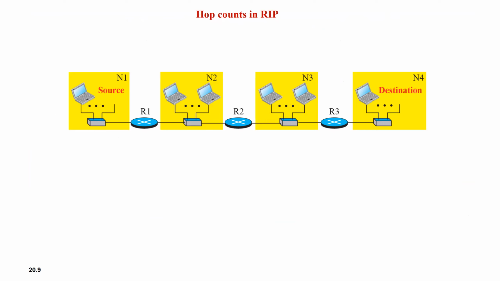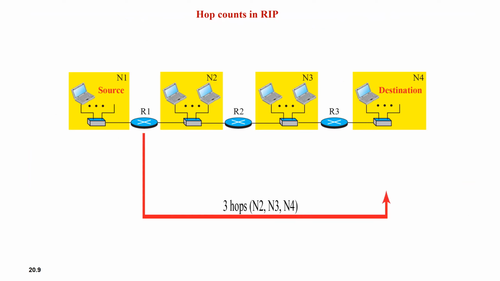It is having the source as N1 and the destination as N4. So first, from router 1 to reach N4, how many hops are there? From router 1 to router 2, router 2 to router 3, then it should be to the network. So how many hops? 3 hops from N1 to N3 and next to N4.